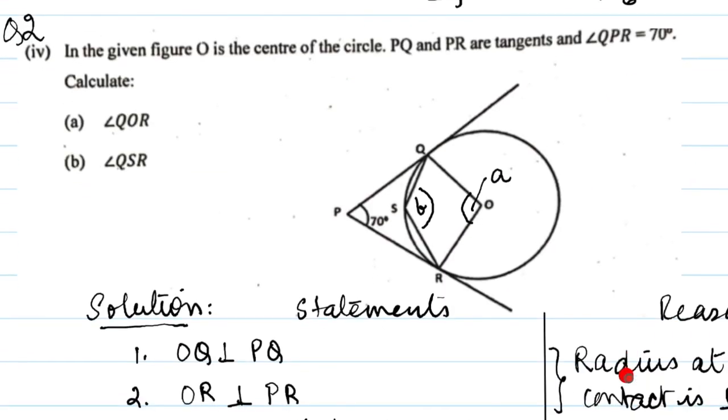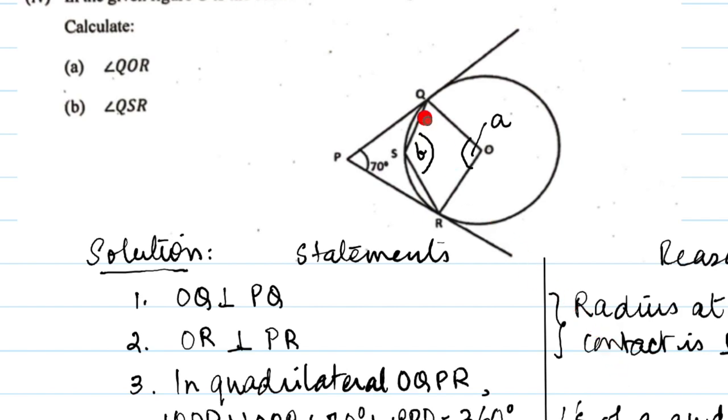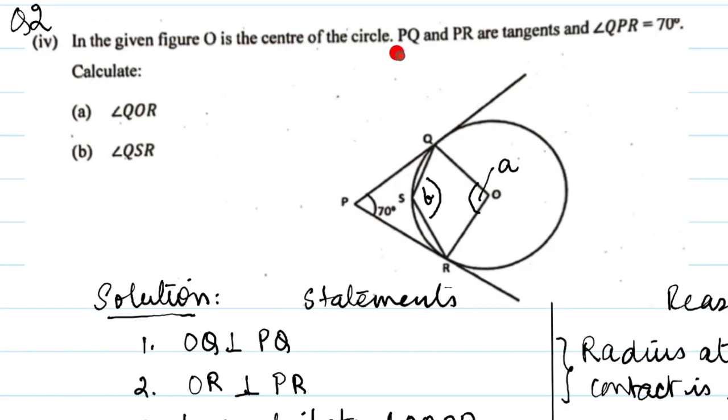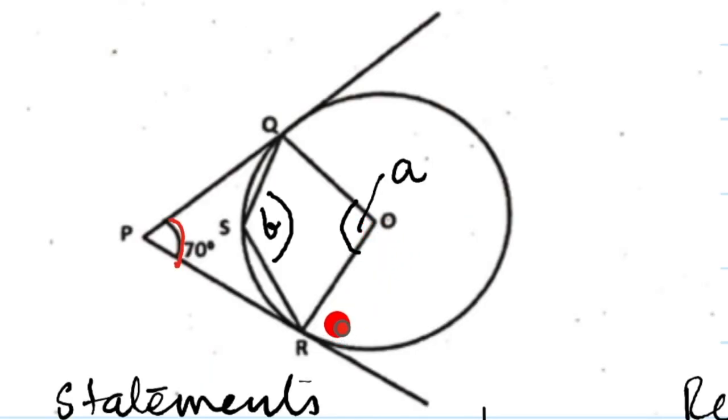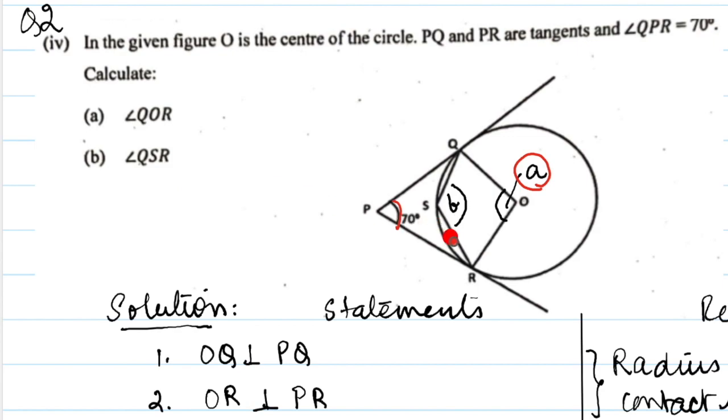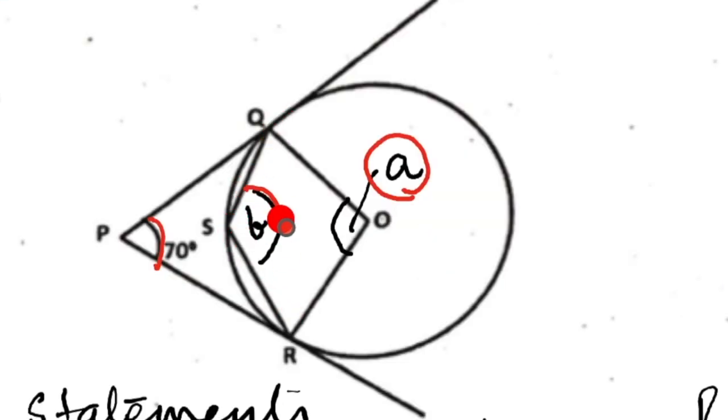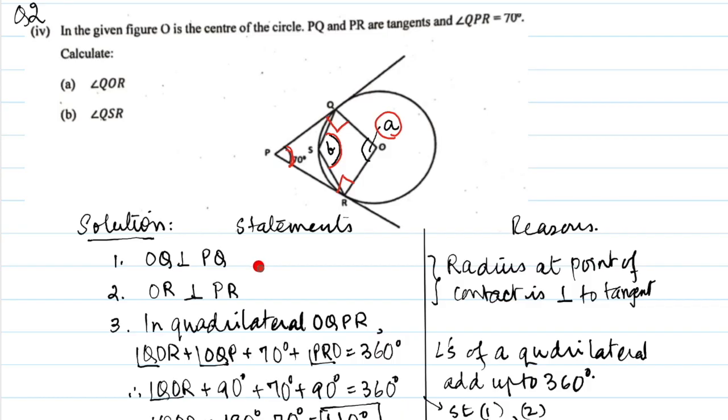Let us move to question number 2, fourth subpart. In the given figure, O is the center of the circle, PQ and PR are tangents, and angle QPR is 70, that is this one. Calculate angle QOR. So QOR is here, I'll call that A, and QSR, I'll call this B. Okay, now this 70 is given. Now remember, this OQ and OR, they are the radii at the point of contact, so they are going to be perpendicular to the tangents. So I have written just that.